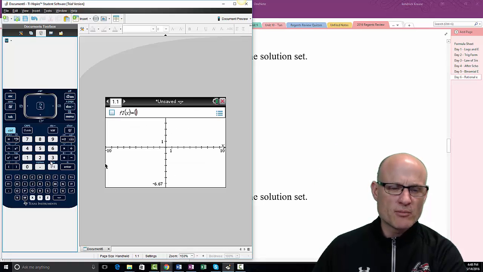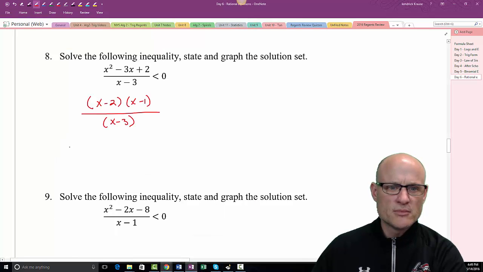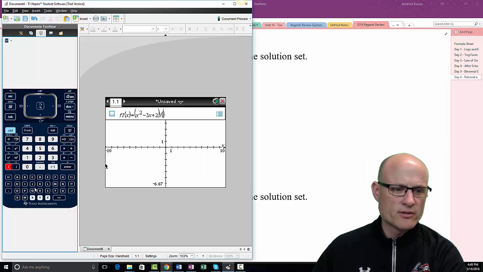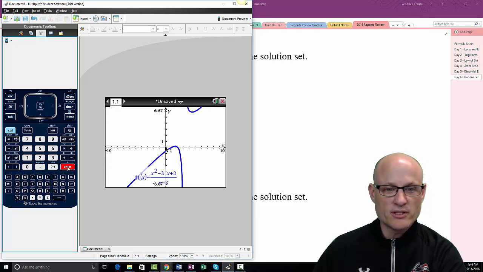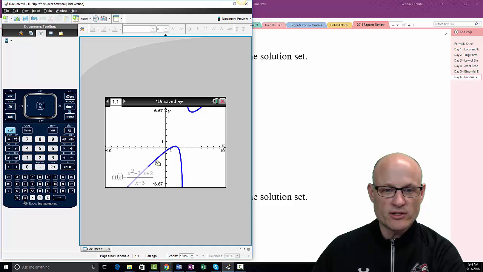Parenthesis, x squared minus 3x plus 2, divided by x minus 3 in parentheses. If it didn't allow you to do the division, you've got to be careful. It'll eventually work. Oh my goodness, look at that craziness.